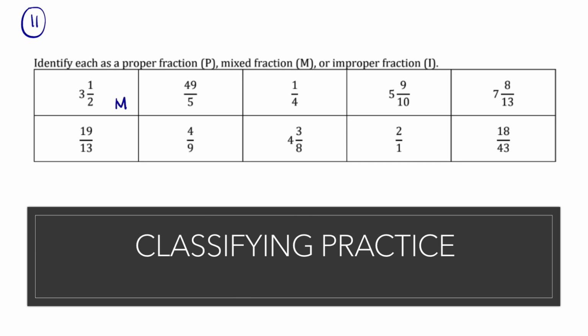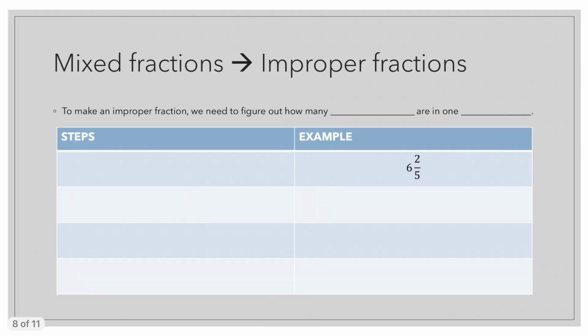So this is mixed, this is improper, this is proper because it's less. I guess the easiest way to tell is if this number is less than this number, then it's proper. Otherwise, it's improper. Mixed, mixed, improper, proper, mixed, improper. This is actually just equal to 2 because 2 divided by 1 is just 2. And this is proper.